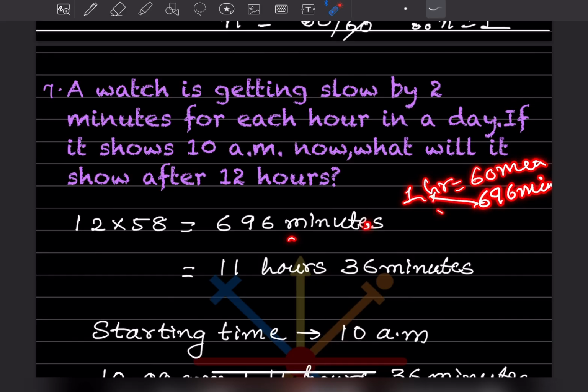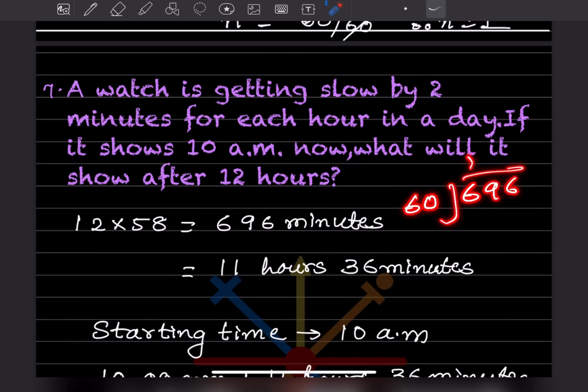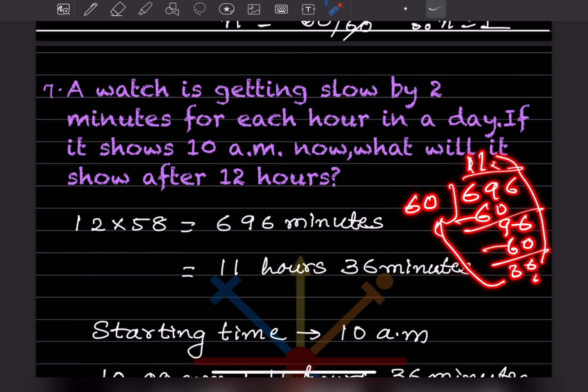So 696 minutes will be how many hours? When we don't know how many hours, we are going to cross multiply 696 into 1 divided by 60. So we'll divide 696 by 60. I'll show you how to do it. 60 ones are 60. This is going to be 96. 60 ones are 60. So now here the remainder is 36. So that is going to be 11 hours and the remainder here is 36 minutes.